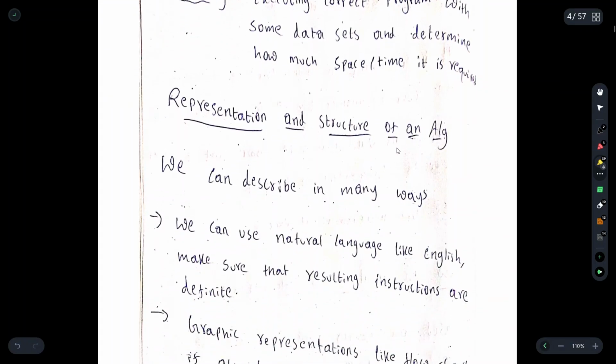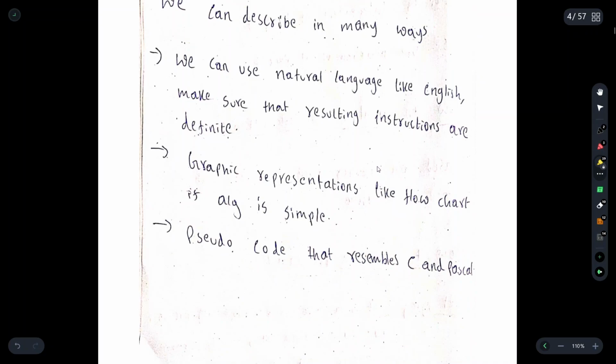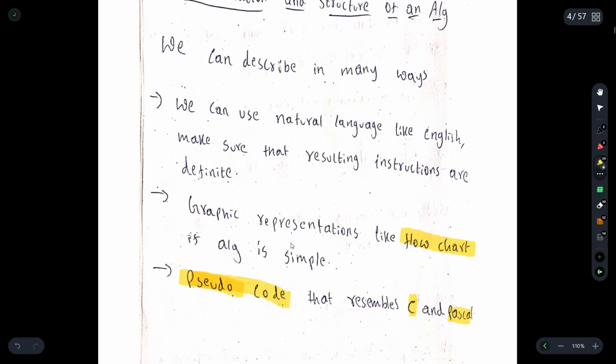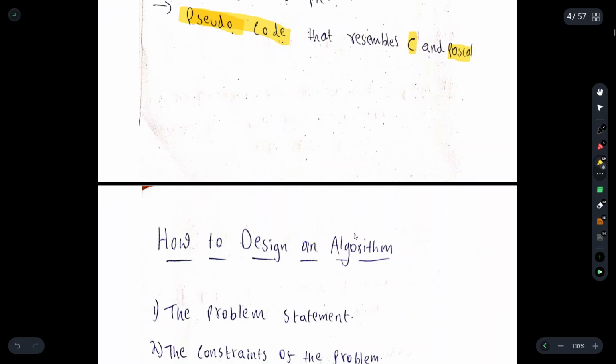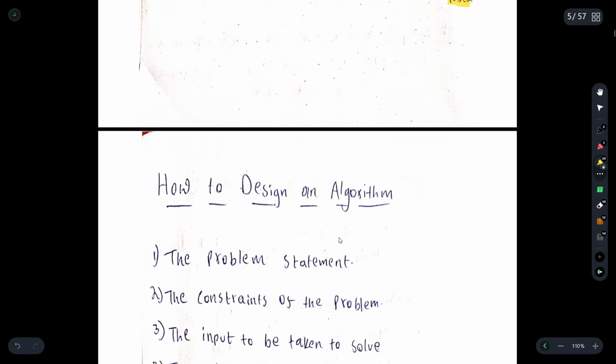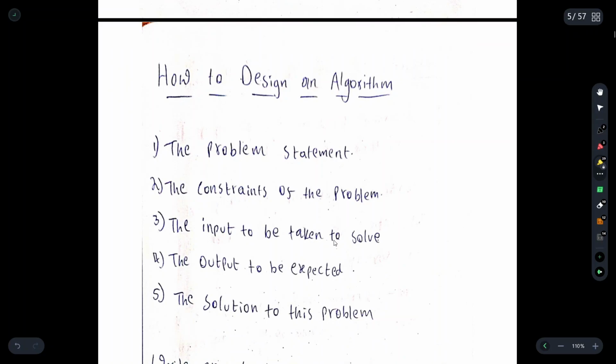Representation and structure of an algorithm. We can describe an algorithm in many ways. We can use natural language, or give instructions, or give a flow chart, or use pseudo code languages which resemble C and Pascal. We can do it in natural language in English, or give instructions, or do whatever is required. We can define an algorithm in whatever way is required.